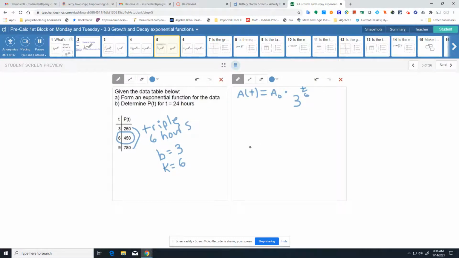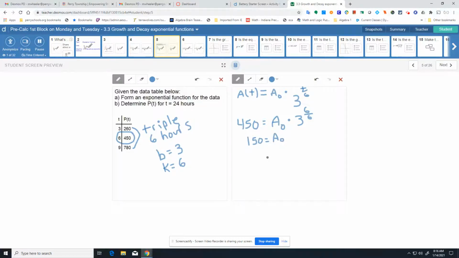And that's telling me an X and a Y, so I'm going to plug that in. I just notice that they're using P of T instead of A of T, it doesn't really matter. So I'm going to have 450 equals, and I'm looking for my starting amount, times 3, and they're telling me time. Time is 6. Well, 3 to the 6 over 6 is 3 to the 1, which is just 3. Divide both sides by 3, and I get my starting amount was 150.